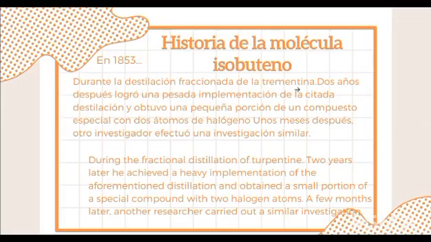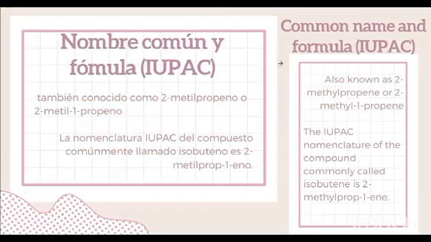During the fractional distillation of turpentine, two years later, he achieved a heavy fraction of the distillation and obtained a small proportion of a compound with two halogen atoms. A few months later, another researcher carried out a similar investigation.